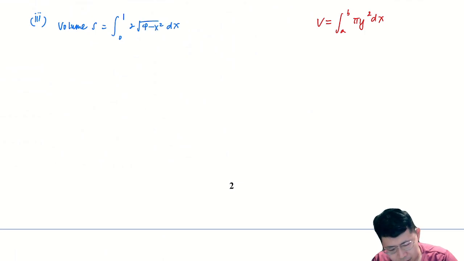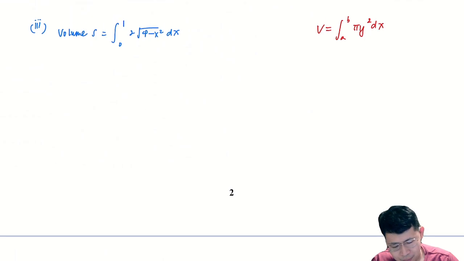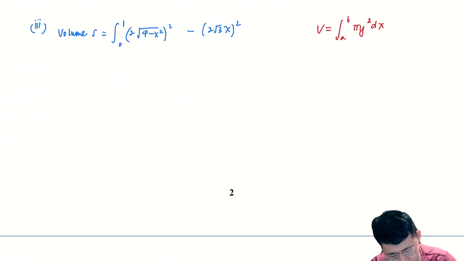This curve we already did in the previous question. Then I'm going to minus off the middle part. The middle part is actually a cone, but actually I don't need that. I will just minus off the function. The function is 2 root 3 x squared. So this one squared minus that one squared, dx.